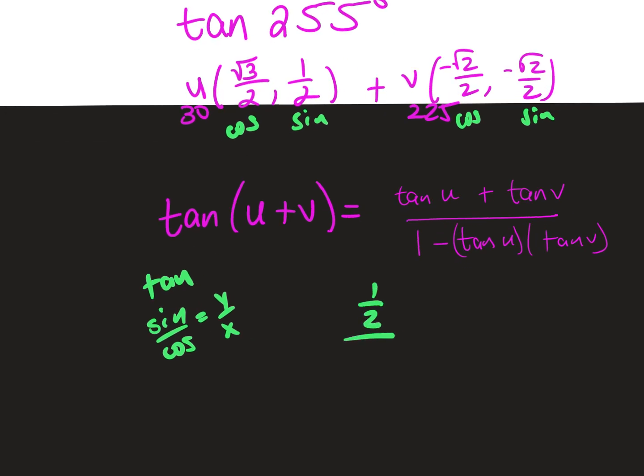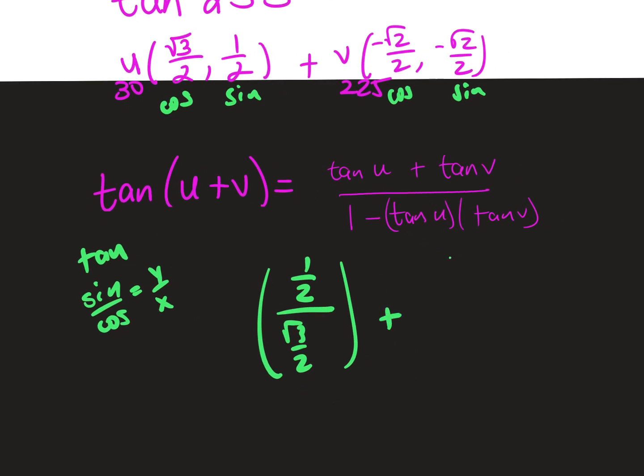1 over 2 divided by what? Root 3 over 2, okay? Let's just fill everything in and then we'll simplify. Plus the tangent of v. Negative root 2 over 2 over square root 2 over 2. They're both negative? Okay.